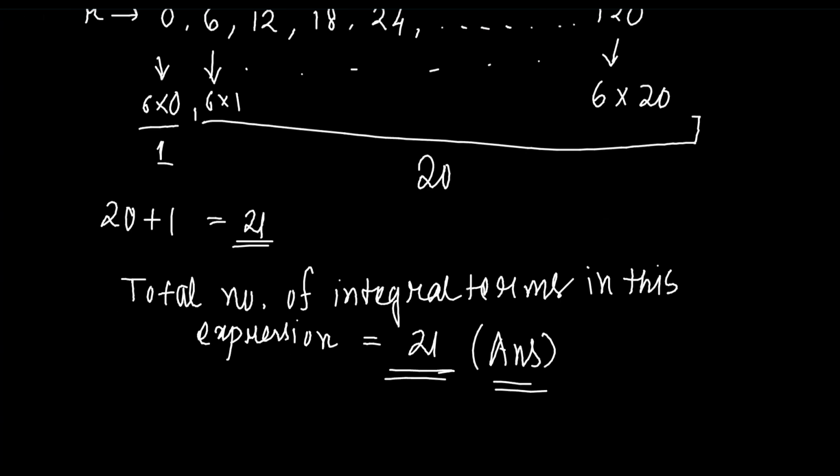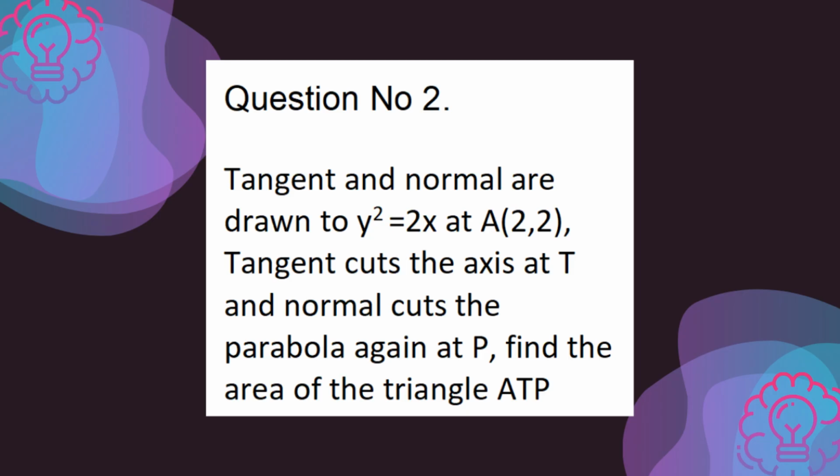Now we come to the next question. It is given that tangent and normal are drawn to y squared equals 2x at point A, that is (2, 2). The tangent cuts the x-axis at T and the normal cuts the parabola again at P.